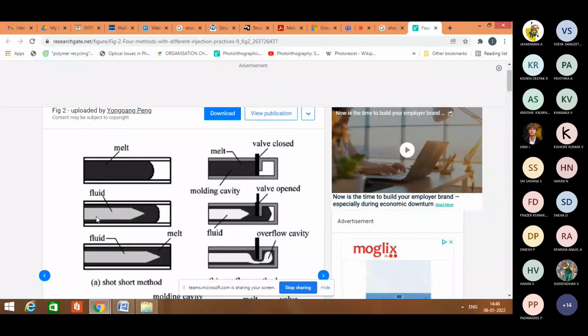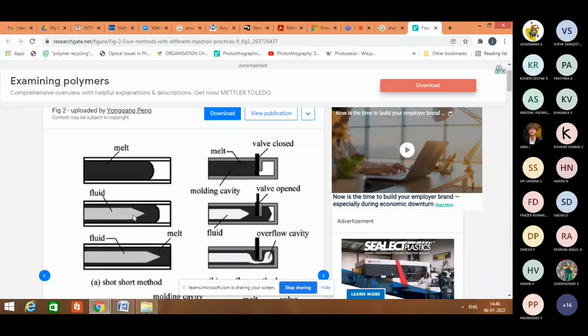So in the first approach, the short shot method, first the melt is partially filled in the cavity. Then the water is injected into that cavity. This water acts as a ram, and it pushes the molten material until the bottom of the cavity. Because of the high viscosity of the fluid, we can easily control the water flow. Because of this reason, you can make thick parts with this approach.